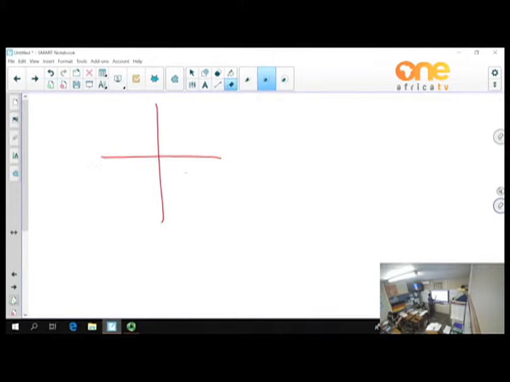We said if we work between 0 and 360 degrees, this is quadrant 1, 2, 3, 4. And then we worked with CAST. CAST tells you which trigonometric function is positive in which quadrant. CAST tells us where each one is positive.